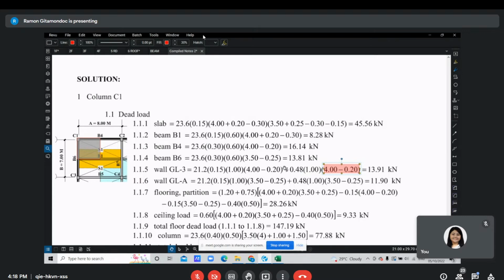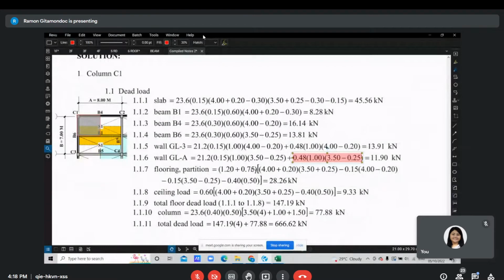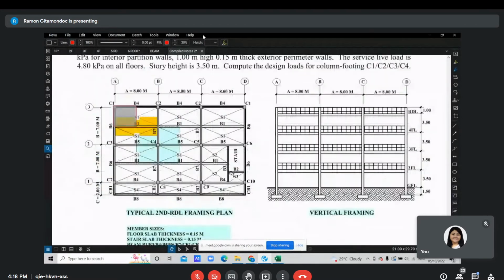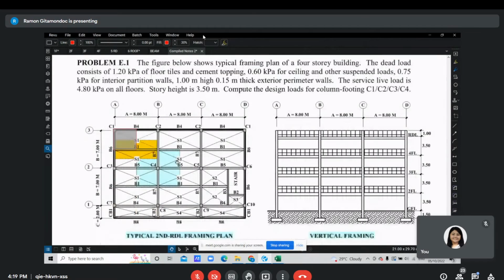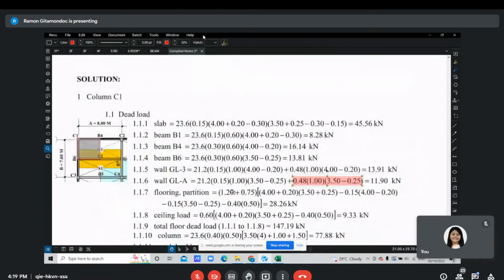Then similarly for the wall along grid line A, that is on top of beam B6. So this calculation is for the weight of the wall, and this portion here is for the weight of the plastering. Now for the flooring and partition, 1.2 is the value here that includes the floor tiles and cement topping, and 0.6 is for the suspended ceiling, 0.75 for the interior partition walls.